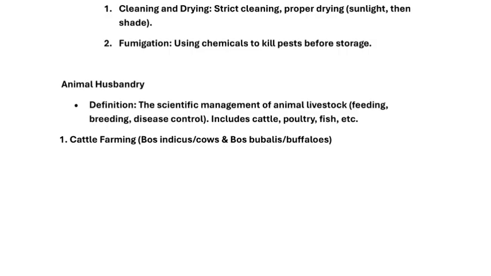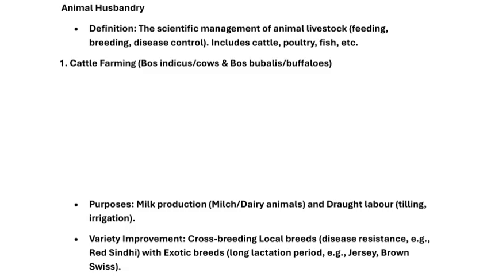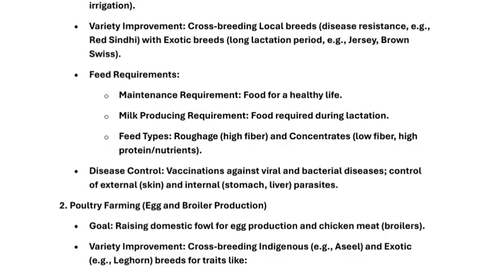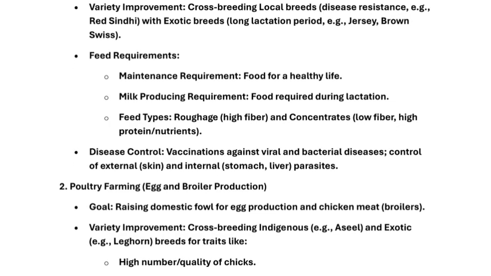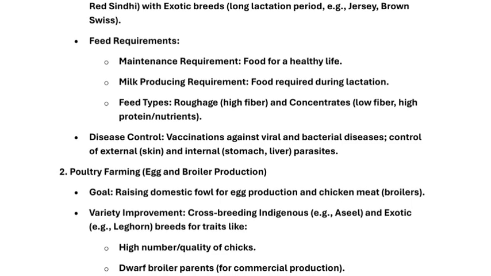Animal husbandry is the scientific management of livestock: feeding, breeding, and disease control. It includes cattle, poultry, fish, etc. 1. Cattle farming: Bos indica (cows) and Bos bubalis (buffaloes). Purposes: milk production from milch or dairy animals, and draft labor for tilling and irrigation.